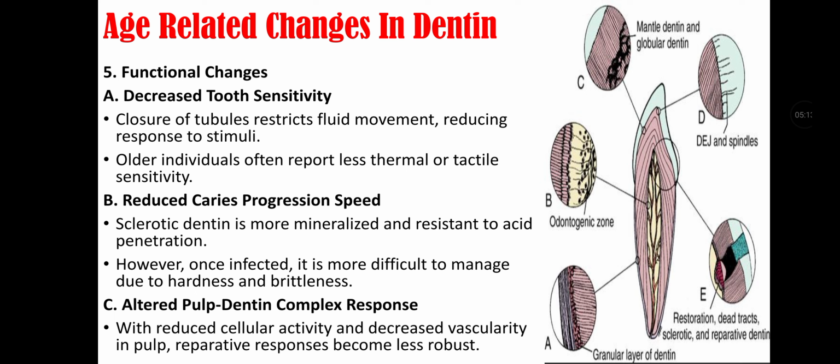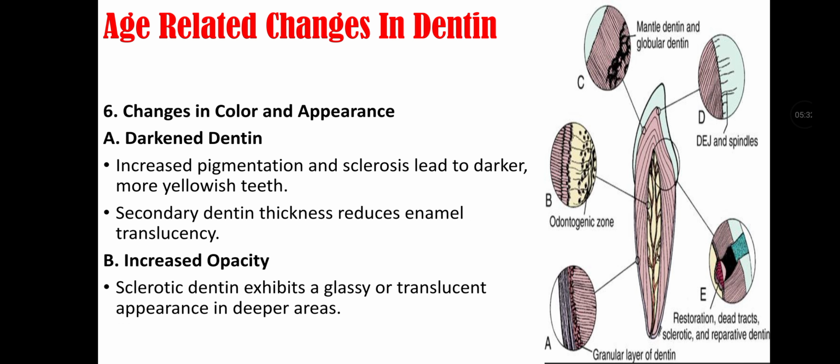Reduced caries progression speed. Sclerotic dentin is more mineralized and resistant to acid penetration. However, once infected, it is more difficult to manage due to hardness and brittleness. Altered pulp dentin complex response. With reduced cellular activity and decreased vascularity in pulp, reparative responses become less robust.